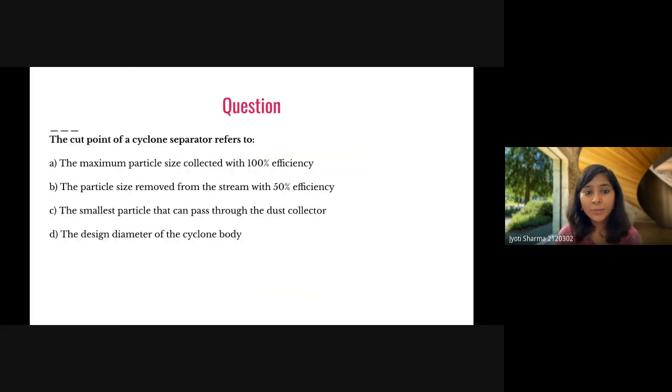Okay, there is one terminology in cyclone separator, that is cut point. So can you tell me what you mean by cut point? The maximum particle size collected with 100% efficiency, the particle size removed from the stream with 50% efficiency, the smallest particle that can pass through the dust collector, or the design parameter diameter of the cyclone body. What do you think? What do you mean by cut point?